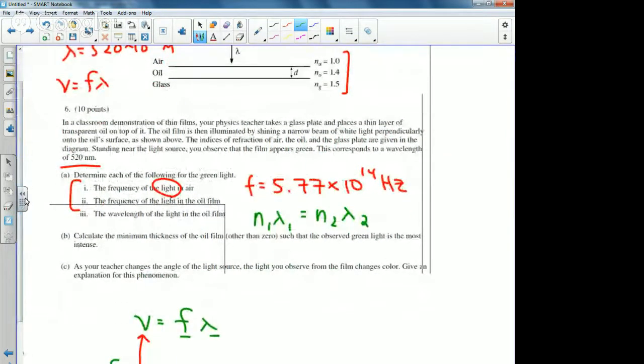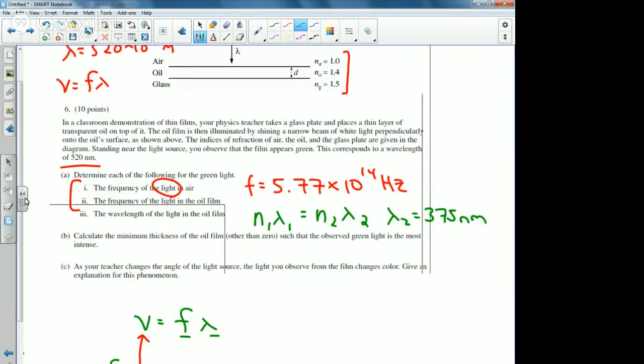525 divided by 1.4. I got 375 nanometers. Is that what other people got? You guys are terrible and lazy. You're asking me to go over this; the least you could do is do it with me. So lambda 2 equals 375 nanometers.